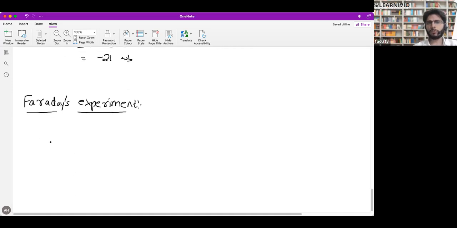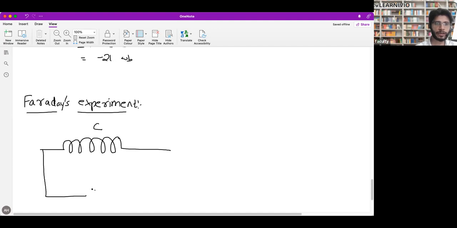So in Faraday's experiment, try to imagine this: Faraday was doing this experiment at a time when people believed that only one source of EMF or current is possible, that's the cell. People like Edison were there at that time. They believed there can't be any other source than the cell or the battery. So what Faraday did is he took a coil and connected it to a galvanometer. This is a galvanometer.